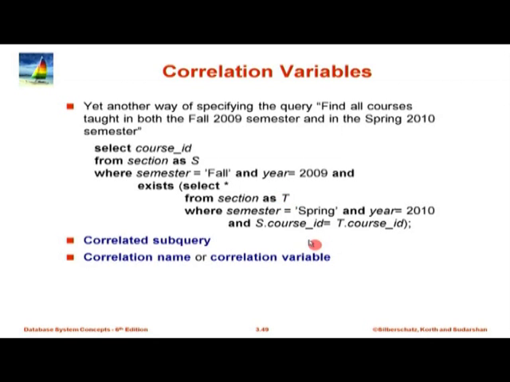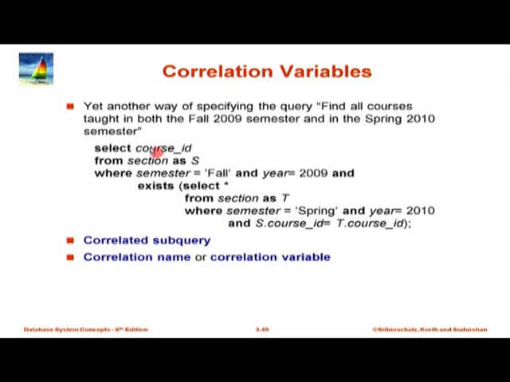So what we are doing here is running a subquery, which effectively takes as a parameter a value from the outside query. Think of it as a parameter which comes from the outer query. And this kind of situation is called a correlated subquery. Why correlated? Because there is a parameter from the outer query which is used in the inner query. And this thing here, S dot course ID, is really from the outer query. This is called a correlation name or a correlation variable. This occurrence here in the subquery is called a correlation variable.